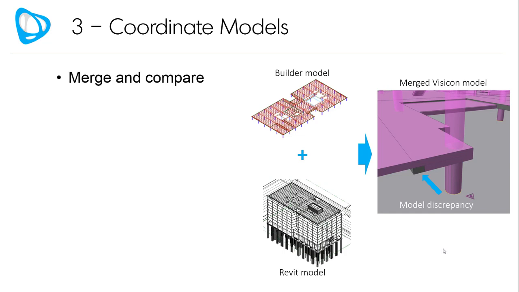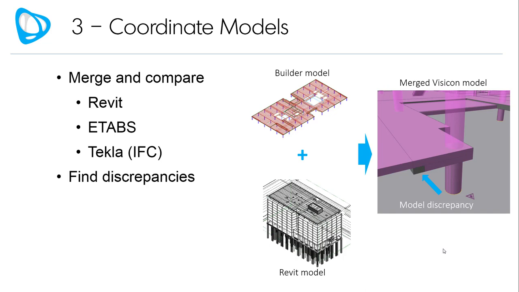So really what we're talking about is using Visicon to merge these various analysis models or BIM models, whether it's merging adapt with Revit, merging adapt with your ETABS model, merging adapt with your IFC model, and then using that merged version to really find any discrepancies and make sure that your assumptions are all aligned. So let's go through a simple example.